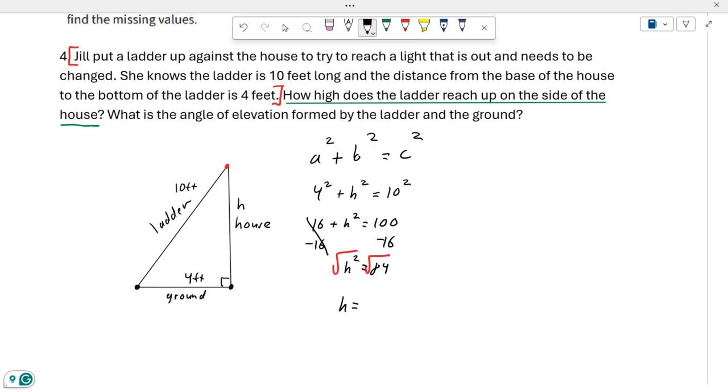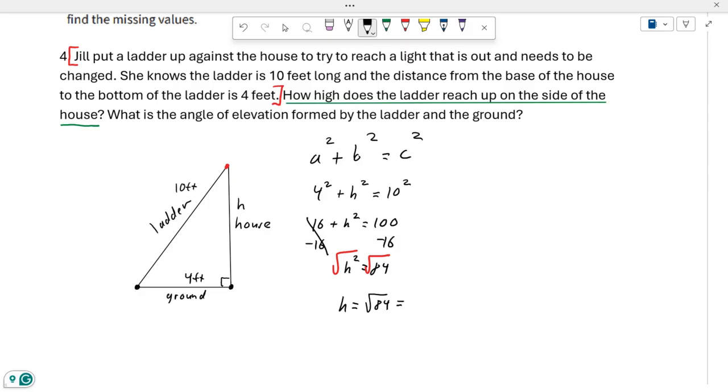So h equals. I do not need a plus minus here because we're talking about a real world situation, and the house does not go underground. It does not have a negative height. So even though I normally would need a plus minus when I take the square root like this, because this is a real world scenario where negative answers don't make sense, I am not going to put a plus minus, and I'm going to leave it as just the square root of 84.